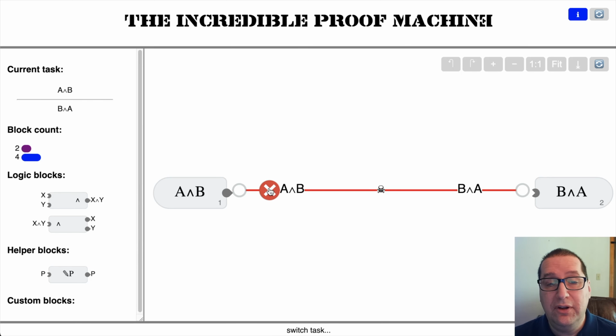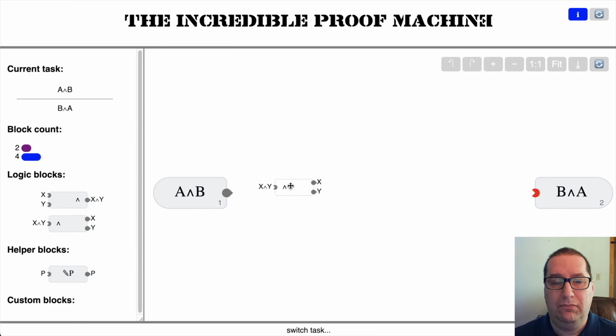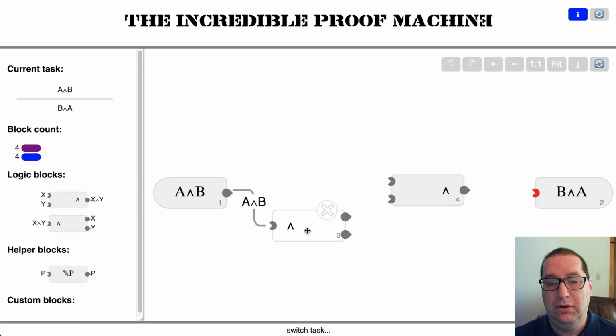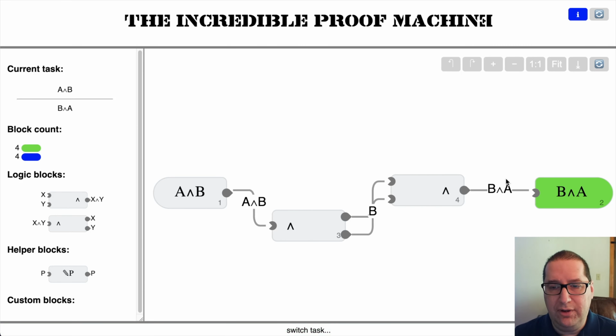Order is important. So how are we going to swap these things when we don't have any kind of commutativity rule at this point? Let's use an AND elimination and an AND introduction. So our A is going to go to the bottom, our B is going to go to the top. That gives us B and A. Now here's my question. We just proved AND commutativity. But there's no AND commutativity block. I literally just said that. But that seems like a useful thing to have around.